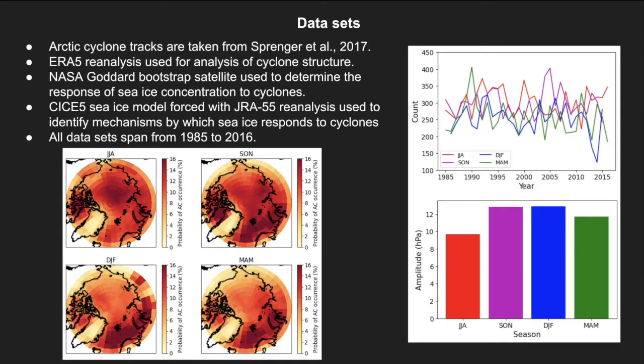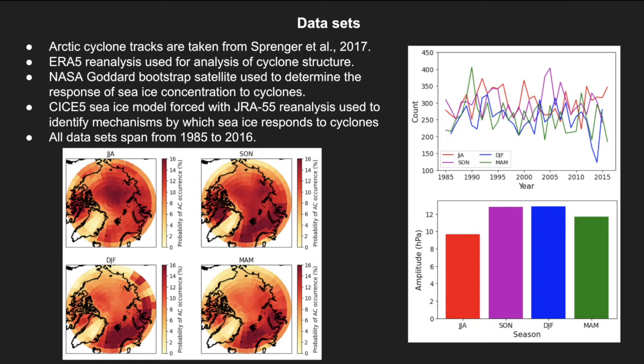So the data sets we'll be using, the first and most important, I guess, is the Arctic cyclone tracks we take from Spreng et al. 2017. And these are locations and intensities that we use from these cyclone tracks. So I've plotted the locations in this bottom left figure, and you can see that in each season, you've got a fairly high chance of being near to an Arctic cyclone. You can see there's a different spatial pattern though in different seasons. In summer, you get a lot of Arctic cyclones near the center of the Arctic, but in other seasons, you tend to get more Arctic cyclones near the North Atlantic.